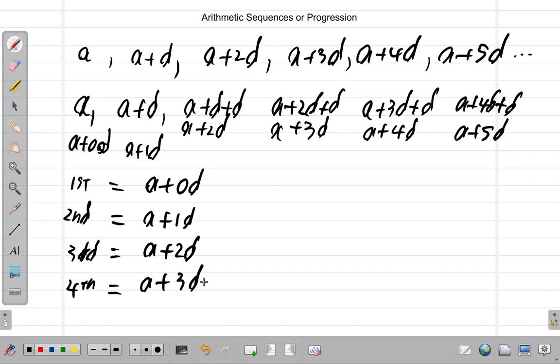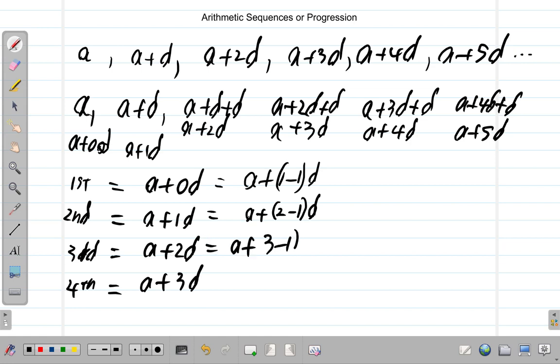Now, therefore, the nth term would be what? Notice, before we get the nth term, let's expand this a little bit. The first term, n is 1. How do we fit in the 1? What we have is a plus 1 minus 1 d, because 1 minus 1 is 0. This is a plus 2 minus 1 d, because 2 minus 1 is 1, and this is 1d. You see that? This is a plus 3 minus 1 d. This one is a plus 4 minus 1 d.